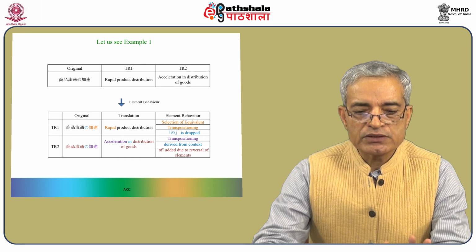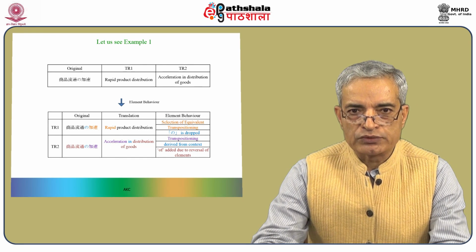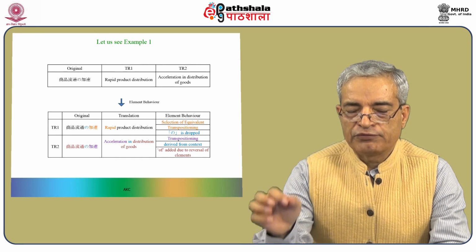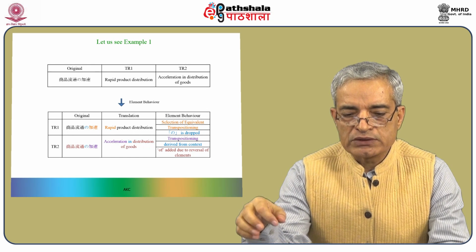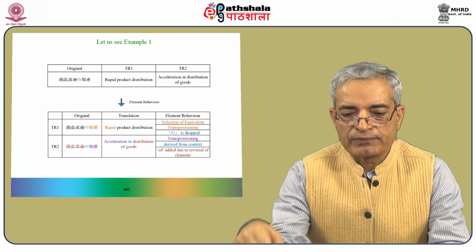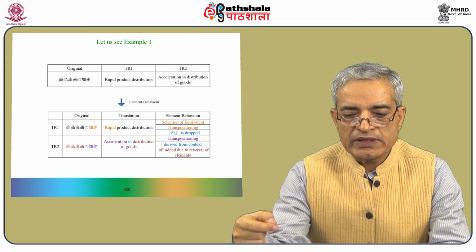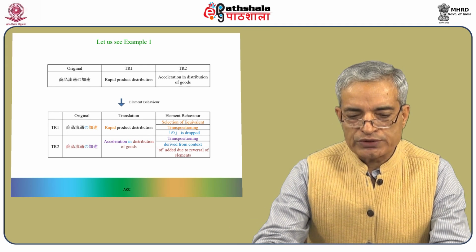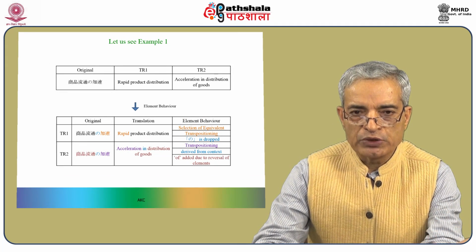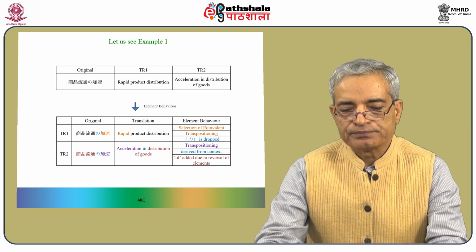The example here is Shohin Ryutsu no Kasoku, and the first translation rendered was rapid product distribution. The second translation was acceleration in distribution of goods. Both appear to be fine, but let's see one by one.